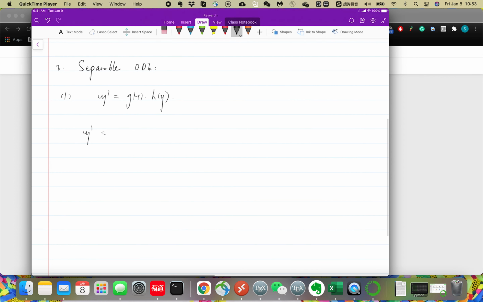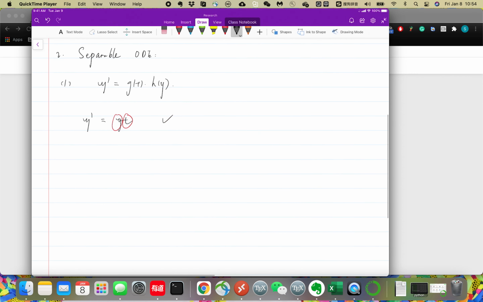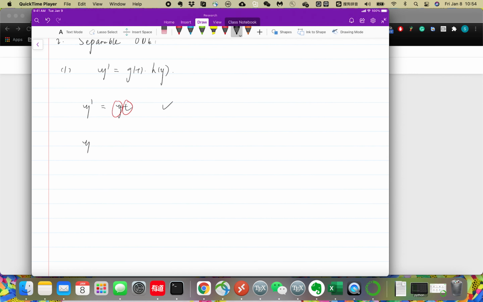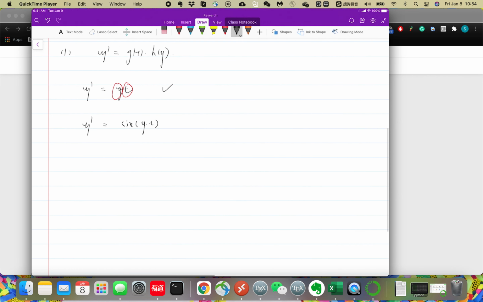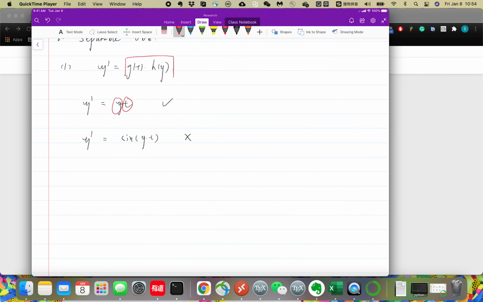So for example, separable, the first function is y, the second function is t. So the function of y and t are totally separated. Okay, y prime equals sine y times t. Now from here you can see it's not separable because you cannot do it. It's not sine y times t, which is separable. It's not sine t times y. It's also not sine y times sine t, which is separable. So from here you can see sine(yt) is not separable, because it cannot be written into the multiplication of these two things.